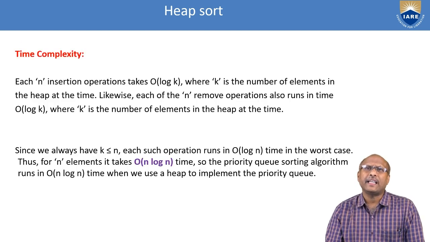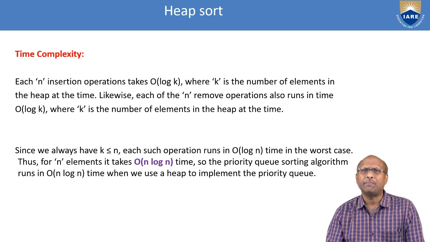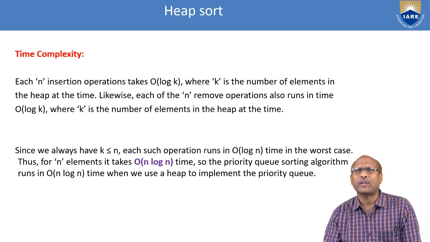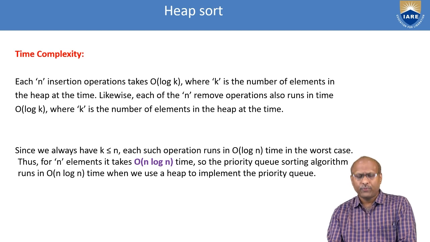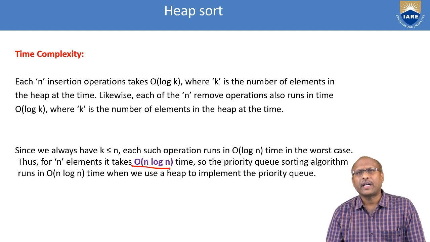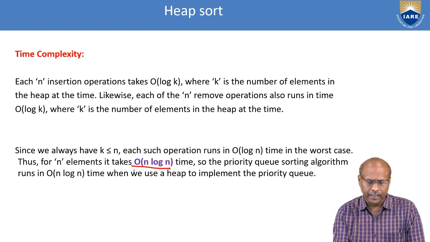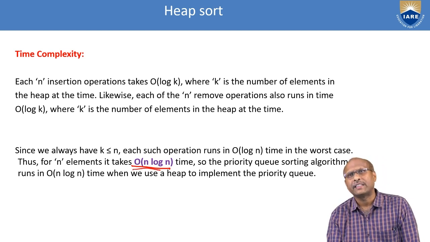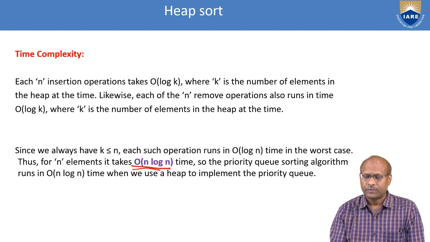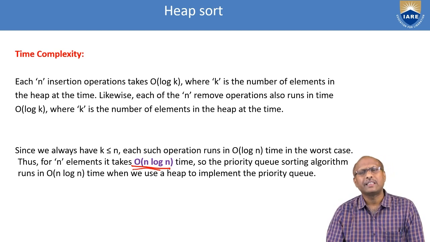And the time complexity, each n insertion operation takes order of log k, where k is the number of elements in the heap at a time. Likewise, each n time of remove operations also run in the time order of log k times. So totally order of n log n time, because every heap is one type of tree. So the tree organization takes log n time, and n time it is doing that operation. So order of n log n time. So the time complexity in all the three cases, best case, average case, and worst case, will be the same complexity. Most of the time they'll ask what is the time complexity of heap sort. So you should say it is n log n time.